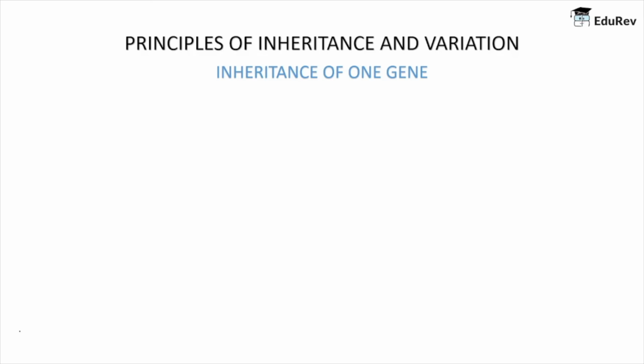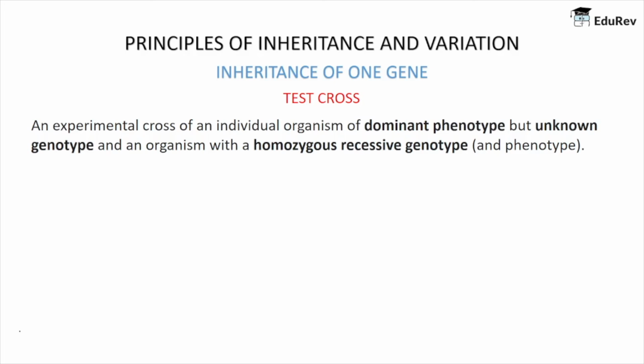See, visibly, one cannot know if a plant is homozygous tall or heterozygous tall without knowing its genotype. It is not possible just by looking at it. That is where the test cross comes into the light. So, test cross is an experimental cross of an individual organism of dominant phenotype but unknown genotype, and an organism with a homozygous recessive genotype. You don't have to get confused looking at this definition because we are going to break it down.